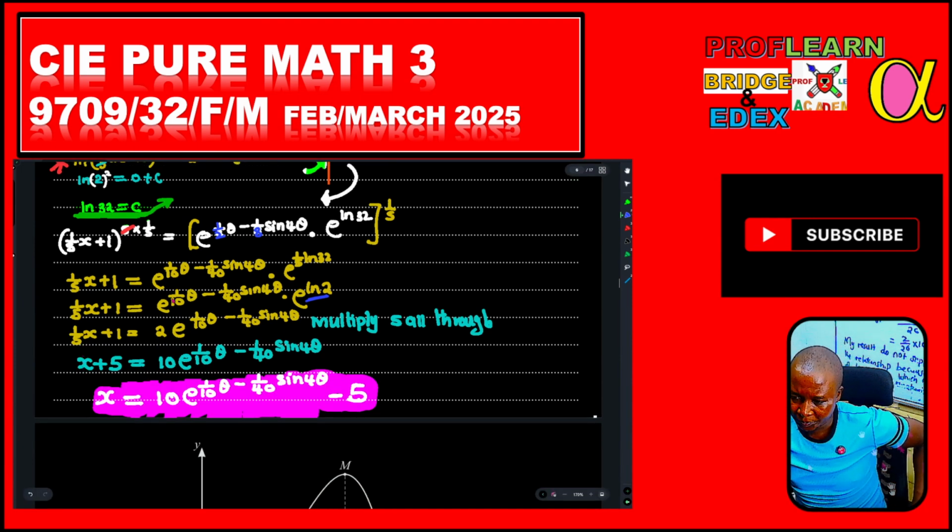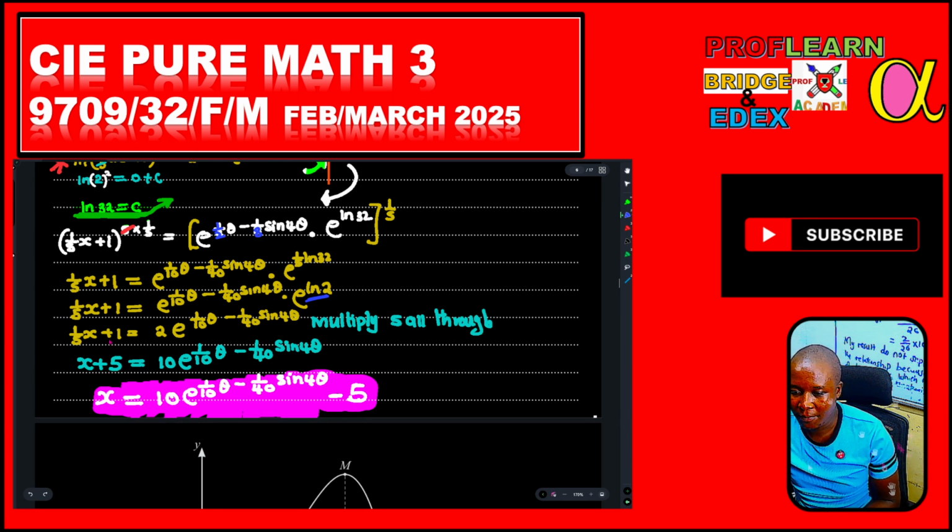It is equal to e to the 1 over 10 theta minus 1 over 40 sine 4 theta times e to the ln of 2, because 32 raised to power 1 over 5 is going to be 2. And this one, of course, e and ln will cancel out, and that's going to reduce to 2, and then we're going to multiply it in front here. Yeah, so if we multiply it in front here, we are trying to simplify things there quite well.